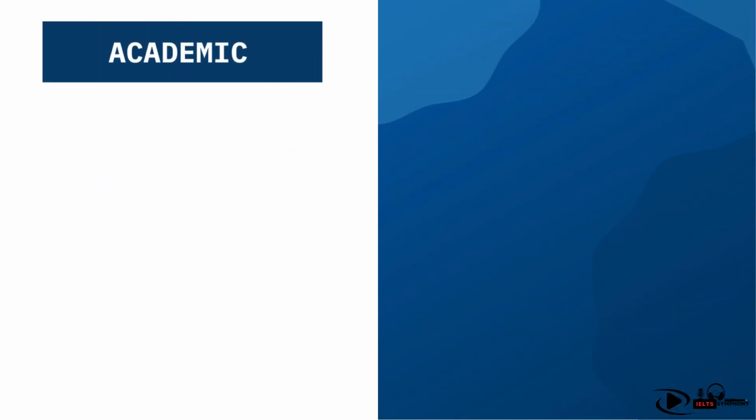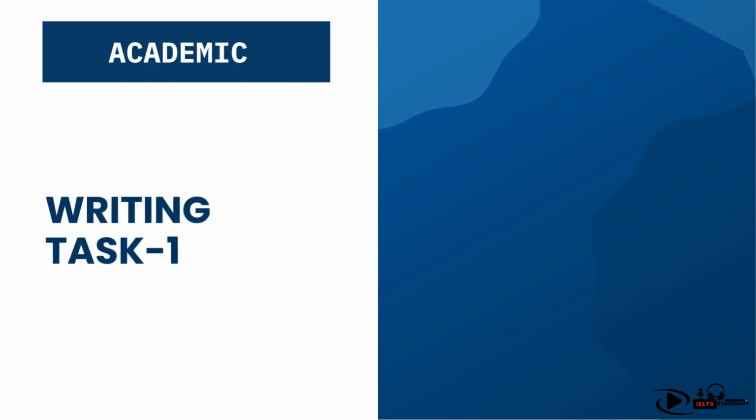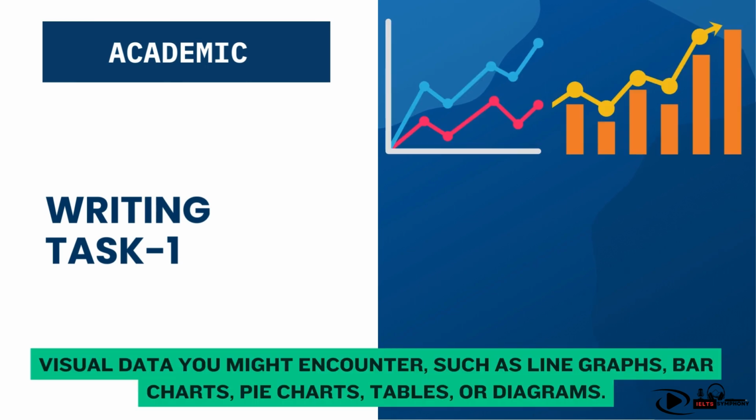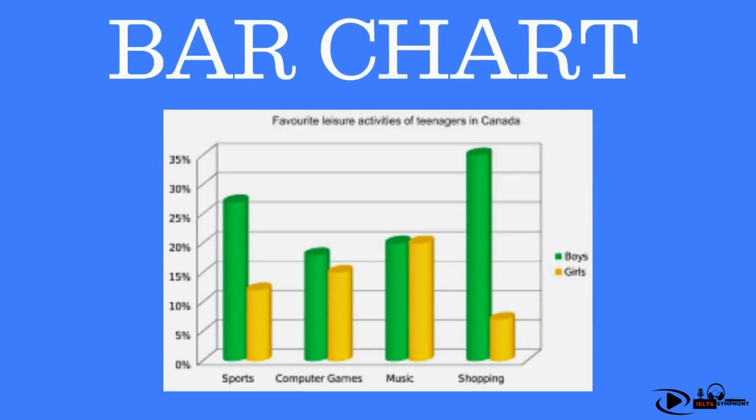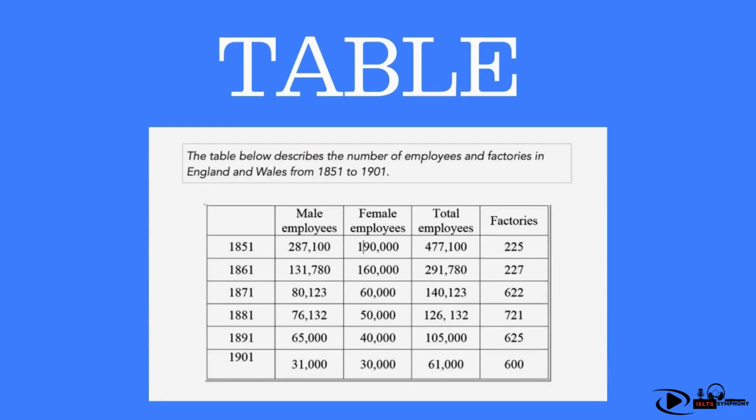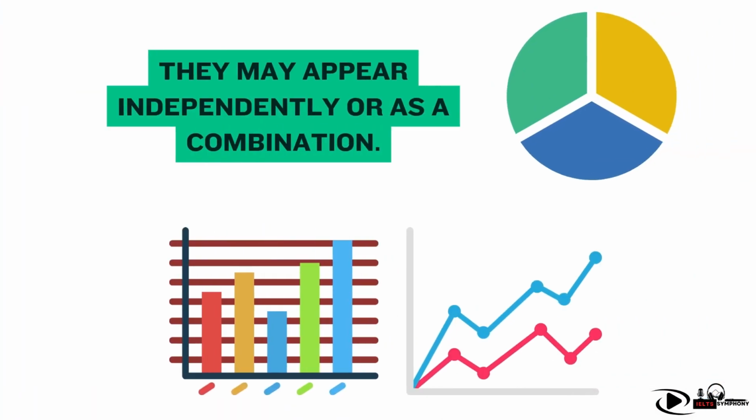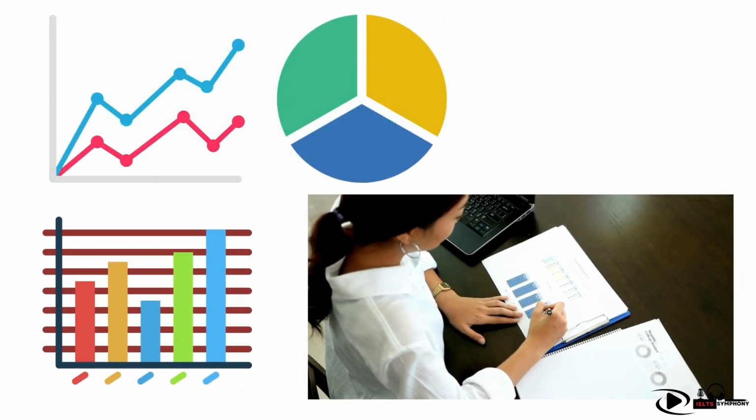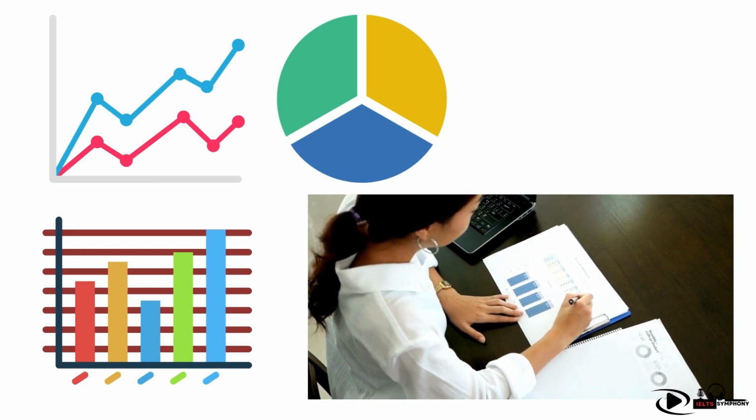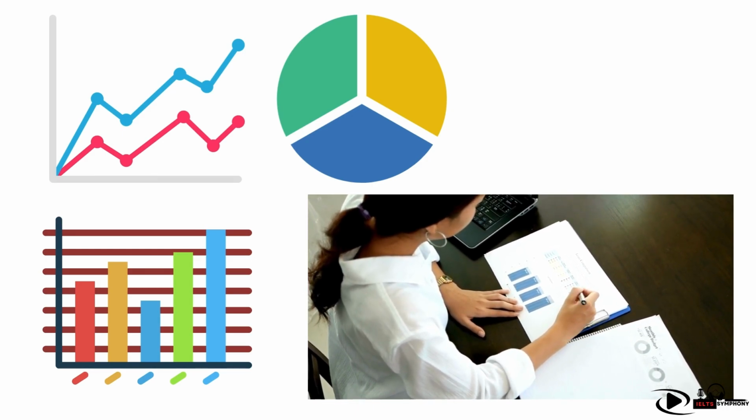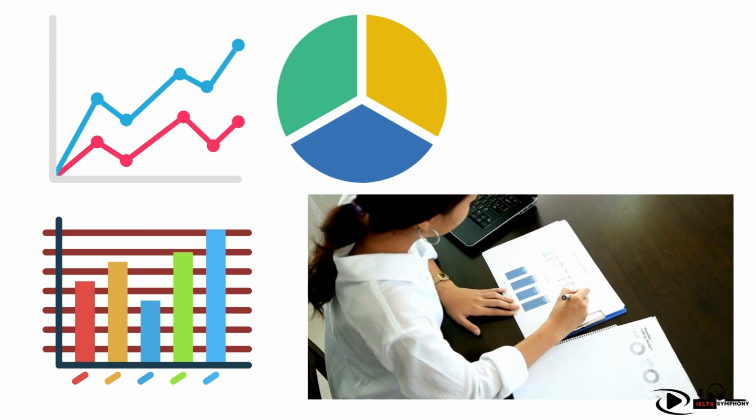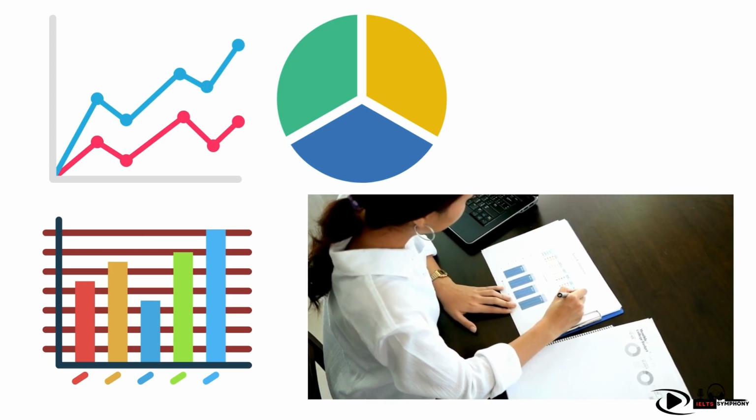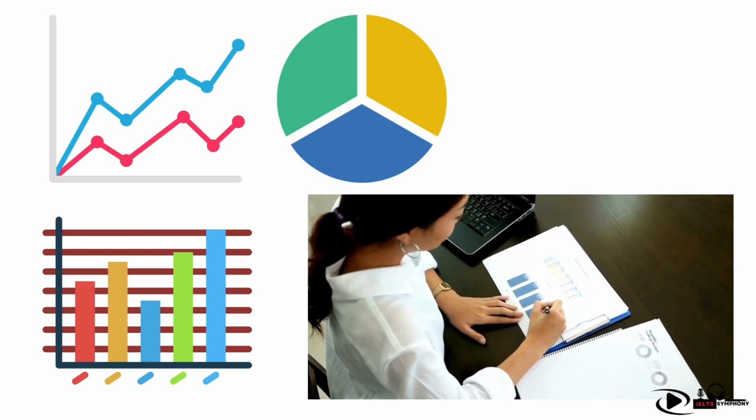IELTS Writing Task 1, Academic. For academic candidates, Task 1 involves interpreting visual information. Understand the different types of visual data you might encounter, such as line graphs, bar charts, pie charts, tables, or diagrams. They may appear independently or as a combination. Learning how to effectively analyze and describe the key trends and features of the visual data in a clear and organized manner is crucial. Practice writing Task 1 responses with a focus on accuracy, coherence, and cohesion.